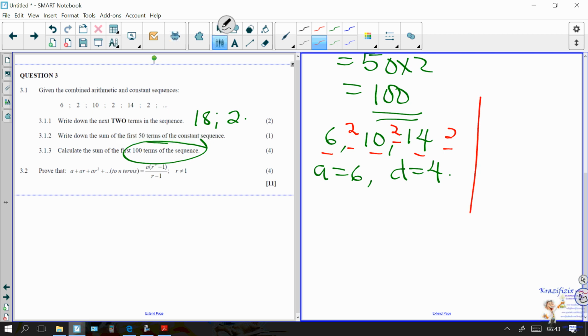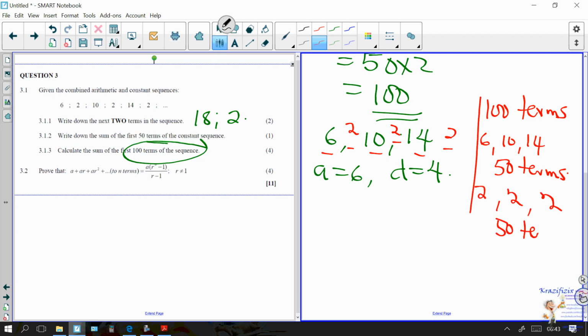So for me to get 100 terms, I'm going to have 6, 10, 14 to the tune of 50 terms. And I'm going to have my constant 2, 2, 2 to another tune of 50 terms, where 2 is the even, the second term. And my arithmetic is the odd, number 1.